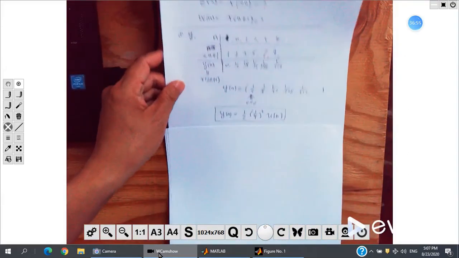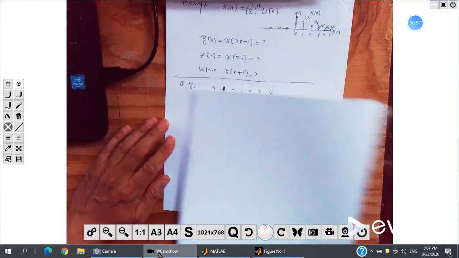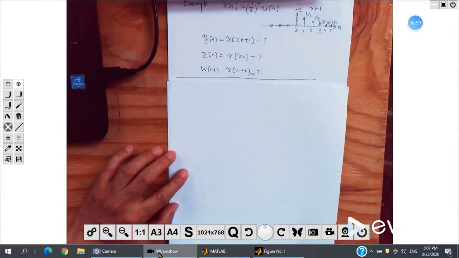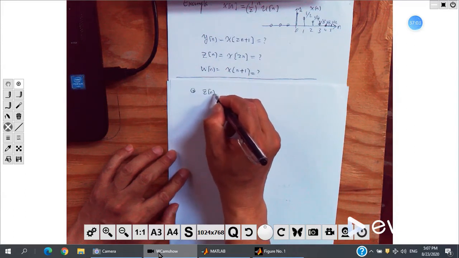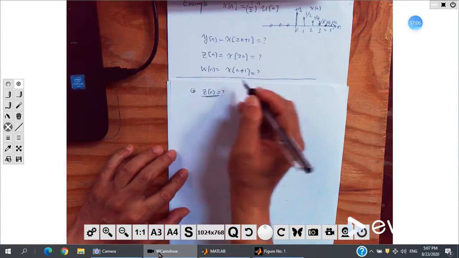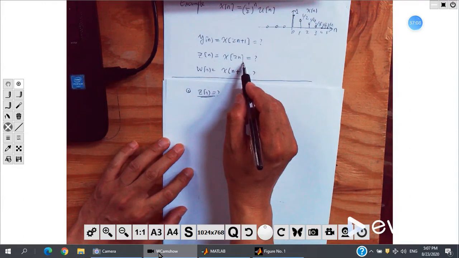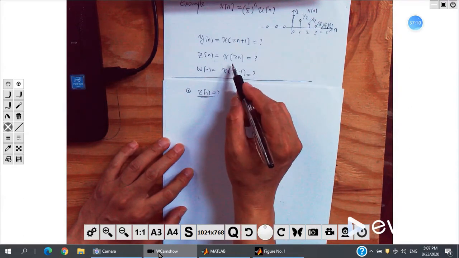Second one, this one, z, right? Z of n. What is this? This is x of 2n. Now I use the method: I plug in the formula to get x of 2n.